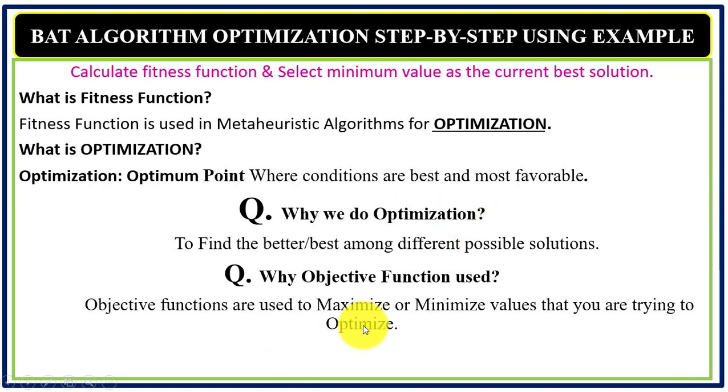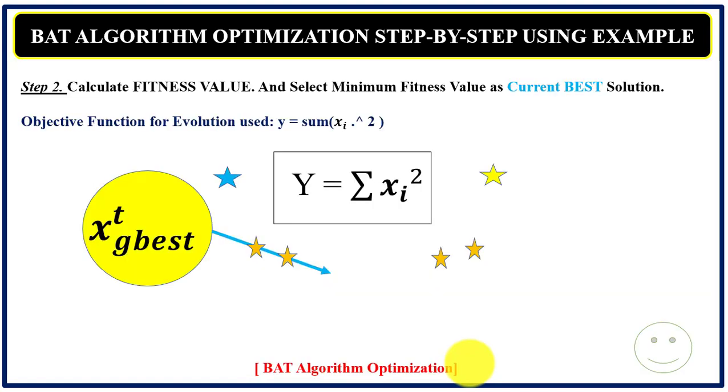And why are we using the objective function here? Objective functions are used for the minimization or maximization of the values that you are trying to optimize. So using the objective function, you can either maximize the value, or you can minimize that value. For this algorithm, we are using the objective function for the evaluation, that is this one. So apply this, and after that we will compute the fitness for each bat.